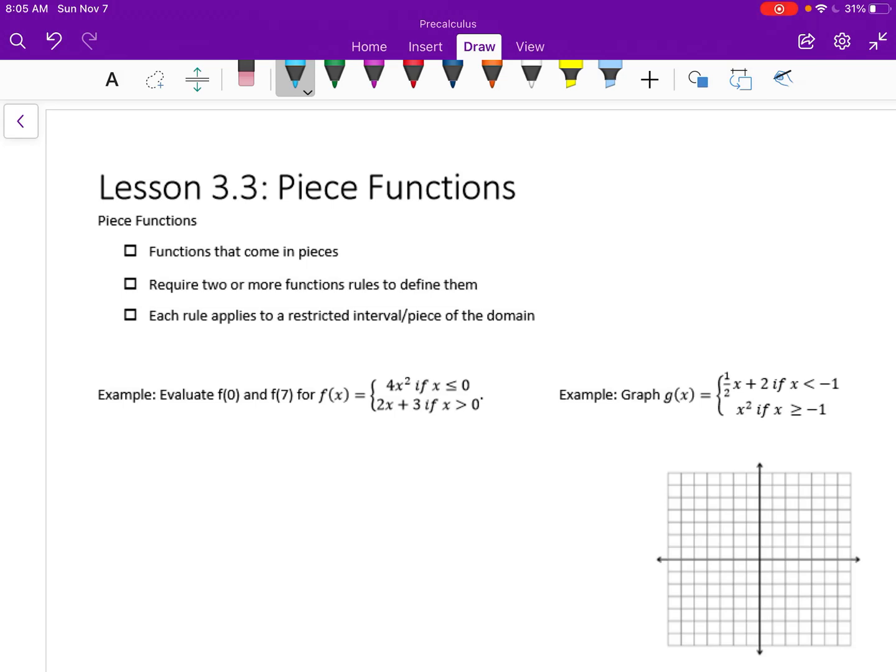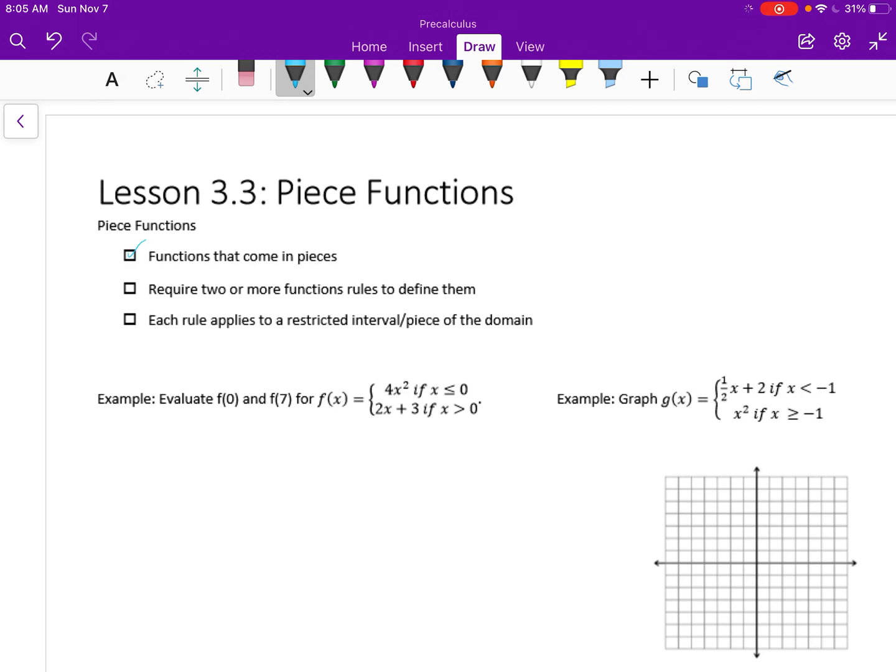Lesson 3.3 deals with piece functions, or piecewise functions, as they're often called. They're just functions that come in pieces. They require two or more function rules to define them, and each rule applies to a restricted interval or piece of the domain. And so we're going to have a different function for a specific part of the domain.